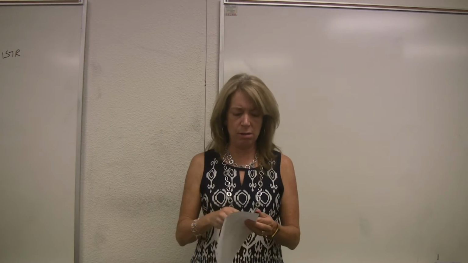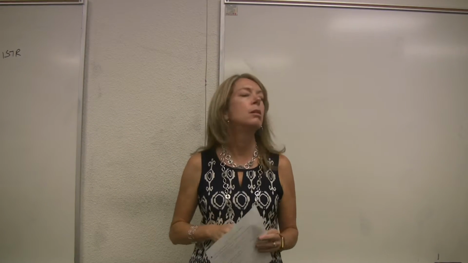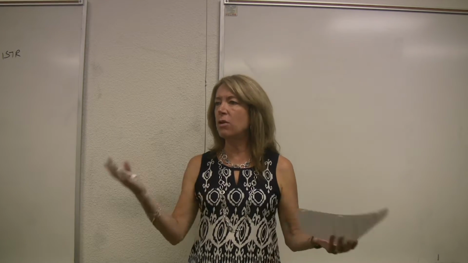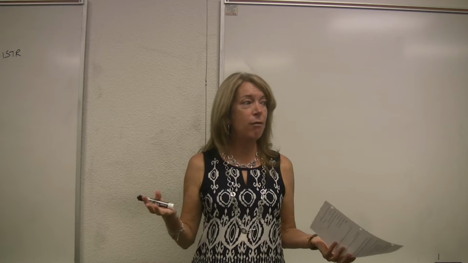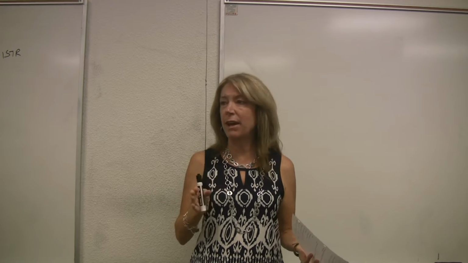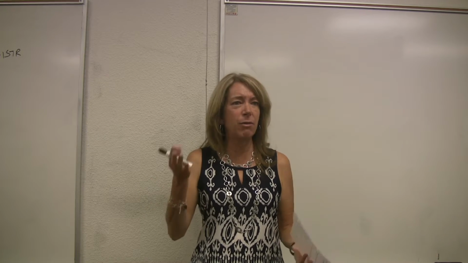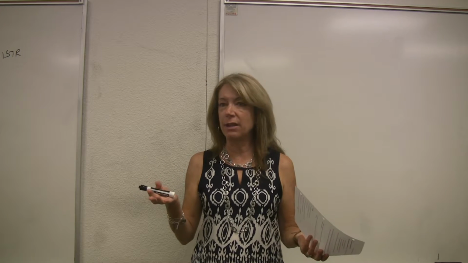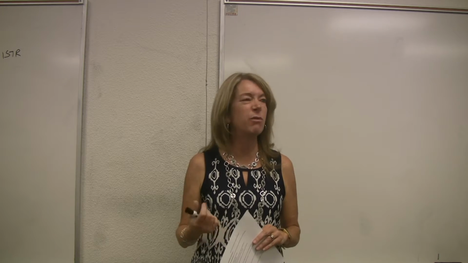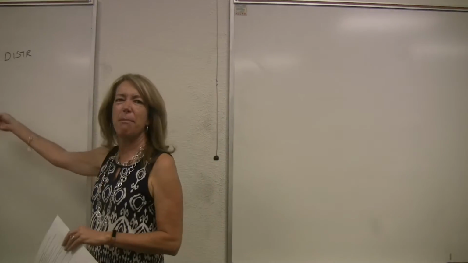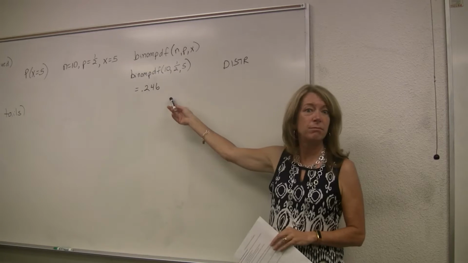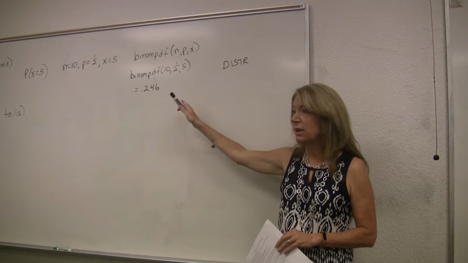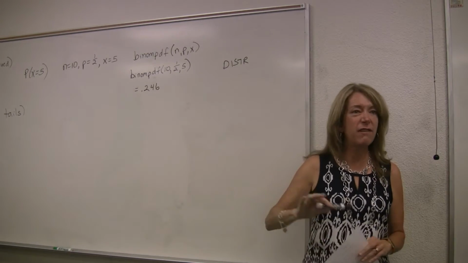What was the question? Probability of exactly 5 tails. So if I flip a coin 10 times, how likely am I to get exactly 5 tails? We think we're going to get 5 tails and 5 heads, right? We think we're going to get 5 of each. But how likely is that to happen? How often would that happen? About 25% of the time. A little bit less than 25%.